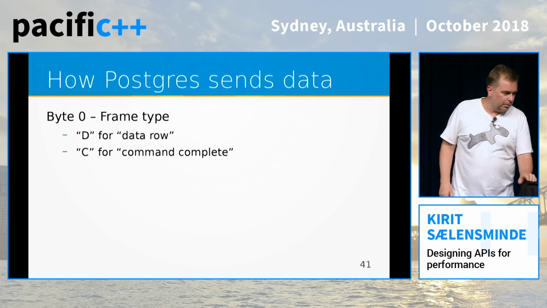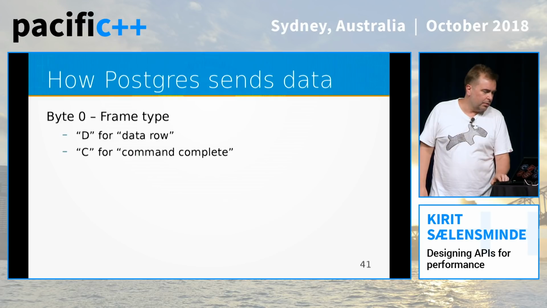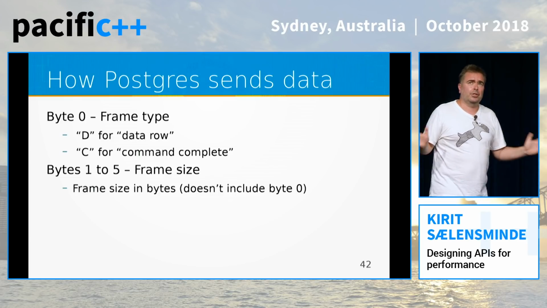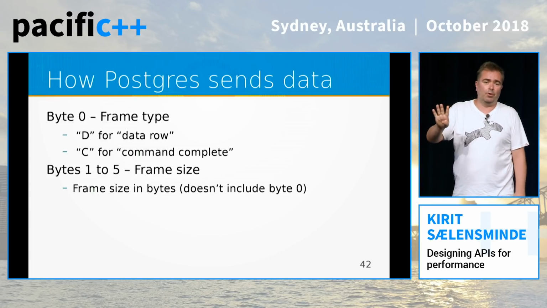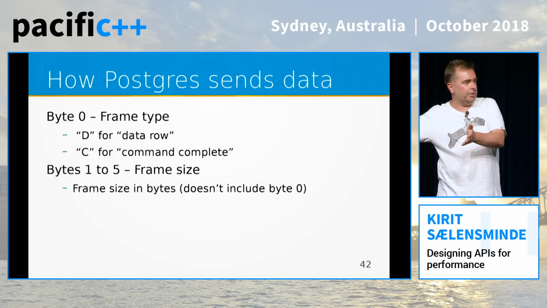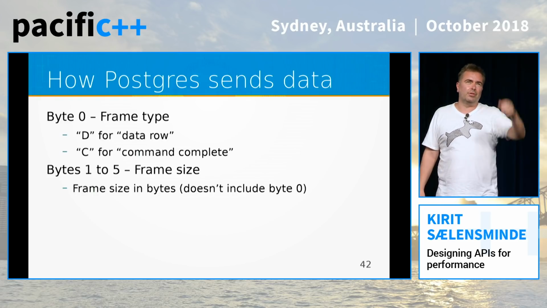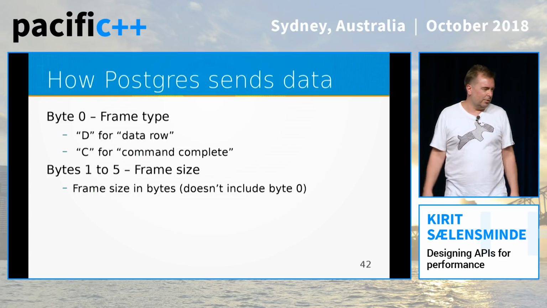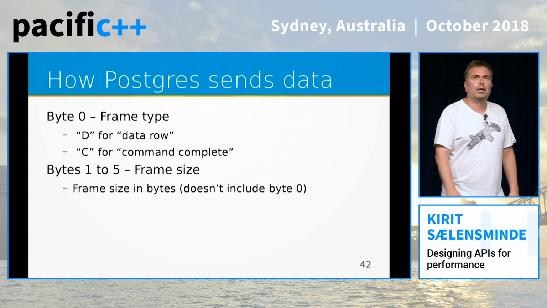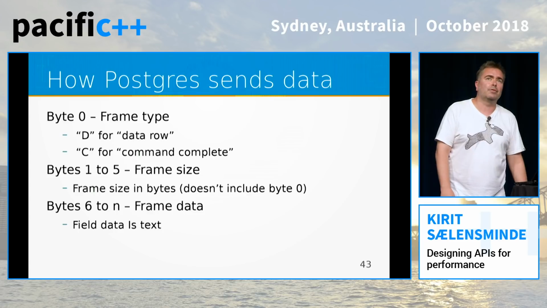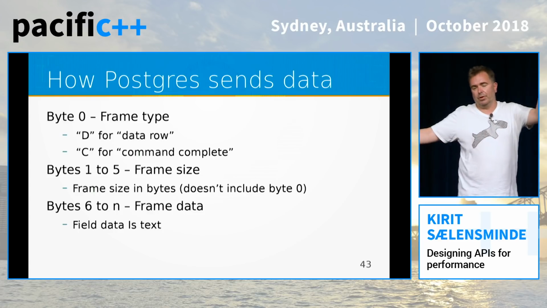C for command complete. Everything is done. Then every single frame has another 4 bytes that tells us how long the frame data is going to be. And it doesn't include the first byte in the count, but not that it really matters. And then for the data itself, we get all of the raw data.